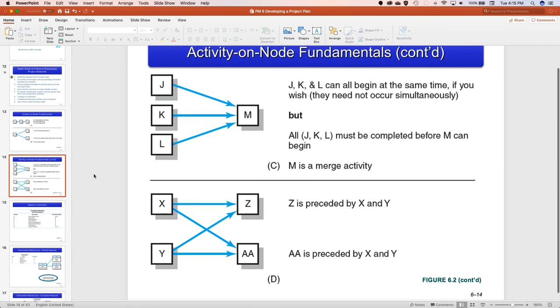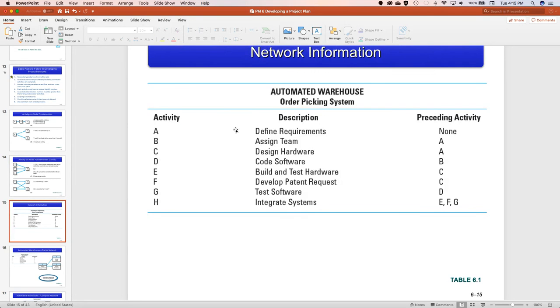Okay, so let me give you an example of how we actually use this. I'm not going to belabor the point because we're going to work on this very thing when we come back together next week. But right now, you can see that we have an automated picking system for a warehouse. This warehouse has activities A through H. It tells you what your predecessors are, and it tells you what your description is.